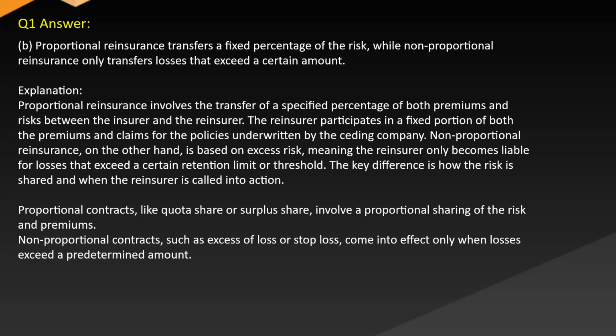by the ceding company. Non-proportional reinsurance, on the other hand, is based on excess risk, meaning the reinsurer only becomes liable for losses that exceed a certain retention limit or threshold. The key difference is how the risk is shared and when the reinsurer is called into action. Proportional contracts like quota share or surplus share involve the proportional sharing of the risk and premiums. Non-proportional contracts, such as excess of loss or stop loss, come into effect only when losses exceed a predetermined amount.